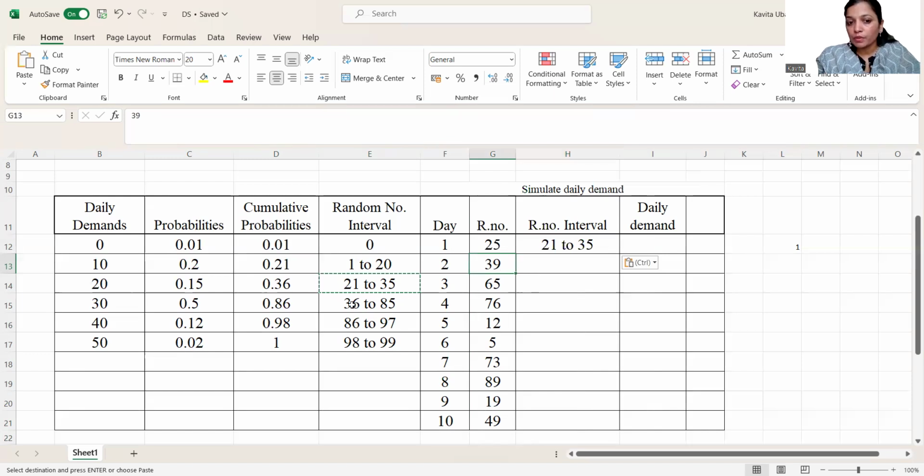39 is the random number provided. 39 will be in the 36 to 85 interval. 65 will be in the same interval. Again, 76 also will be in the same interval. 12 is the random number provided. That will come under the random number interval between 1 to 20. Again, 5 will come under the same interval.